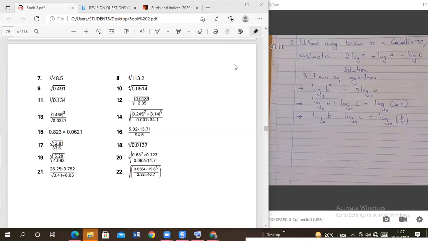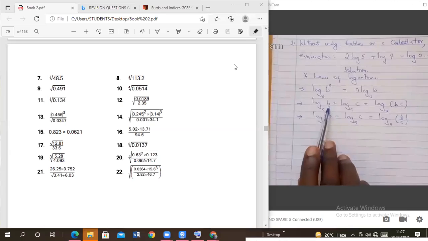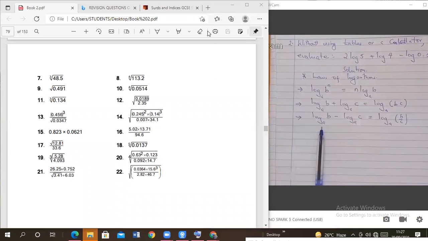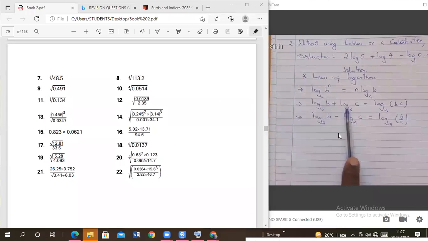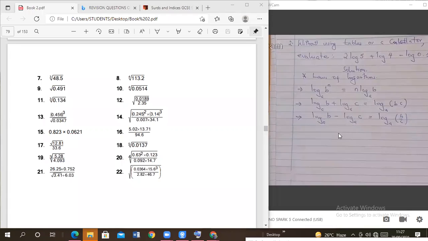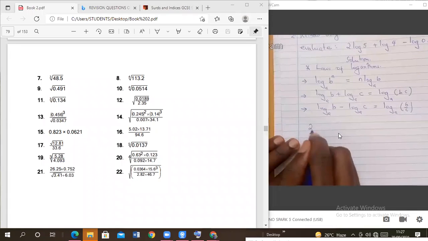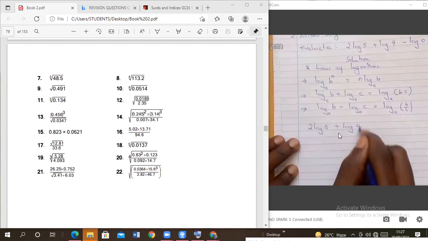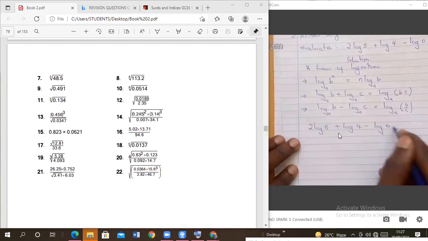So if you are adding logarithms, you multiply. If you are subtracting, you divide. And the reverse is true. Now our question is 2 log 5 plus log 4 minus log of 0.1.